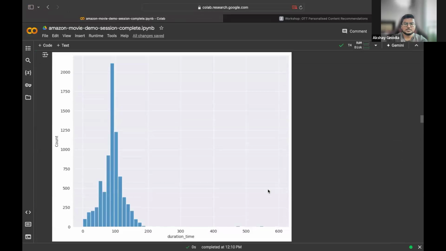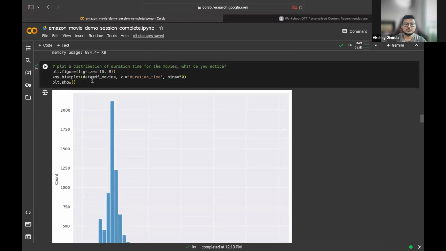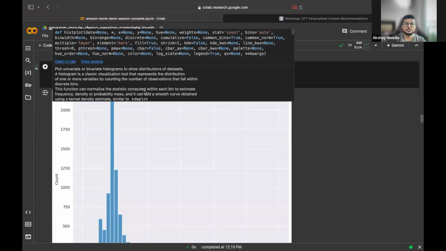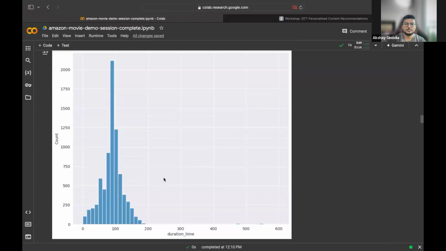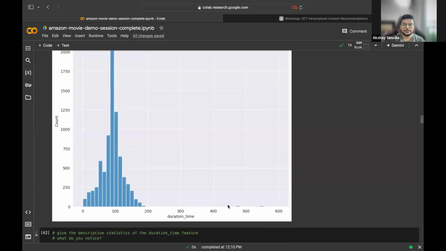Now let's plot or look at the distribution of the movies. This time we are going to use a histogram plot, and the column that we are going to plot on is duration time. This histogram shows us a heavy number of movies with around 100 minutes. And there are some movies with exceptionally high duration time. It's an interesting thing, right? Some movies with close to 600, and 600 minutes is like 10 hours. So what kind of movies are they? We are going to look at them.